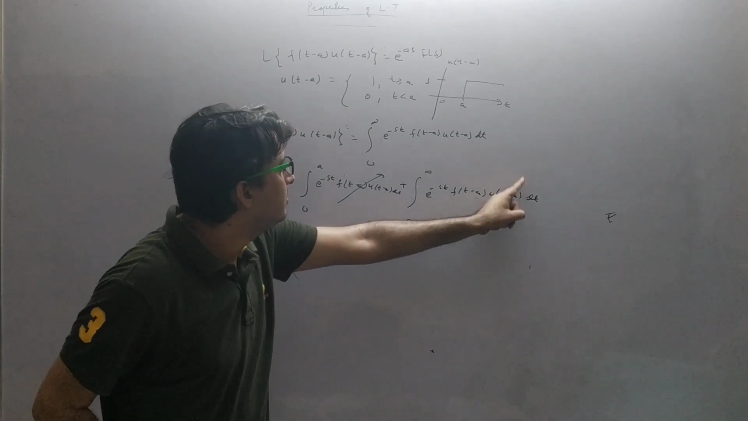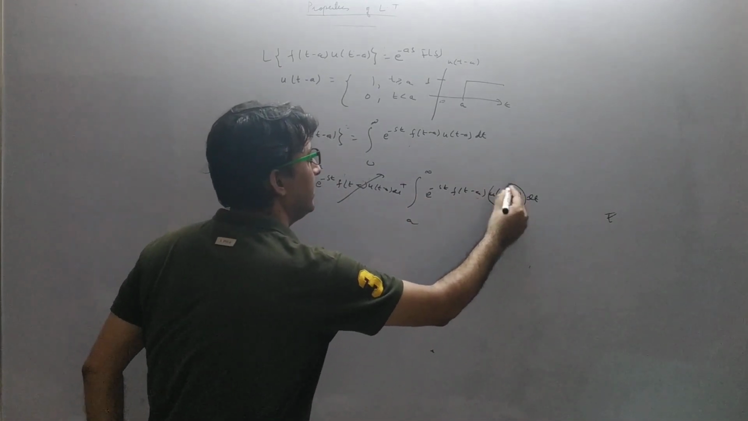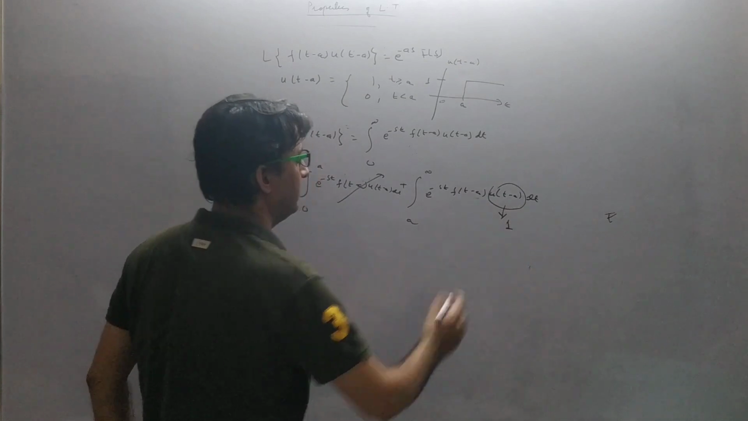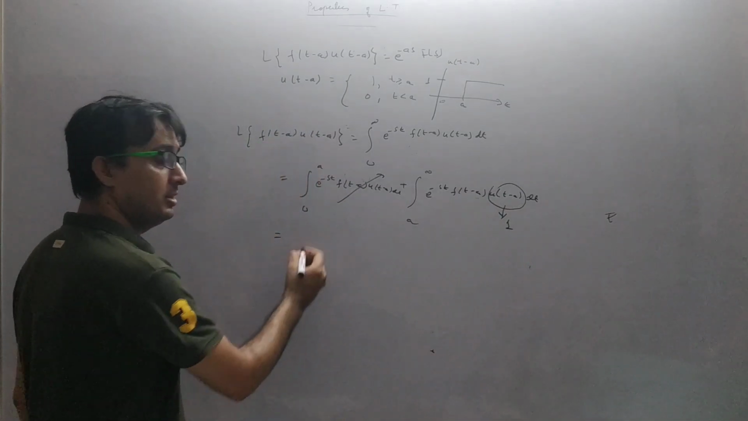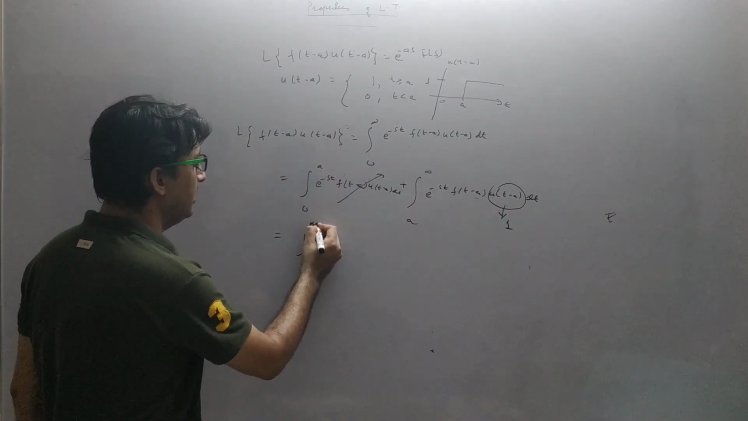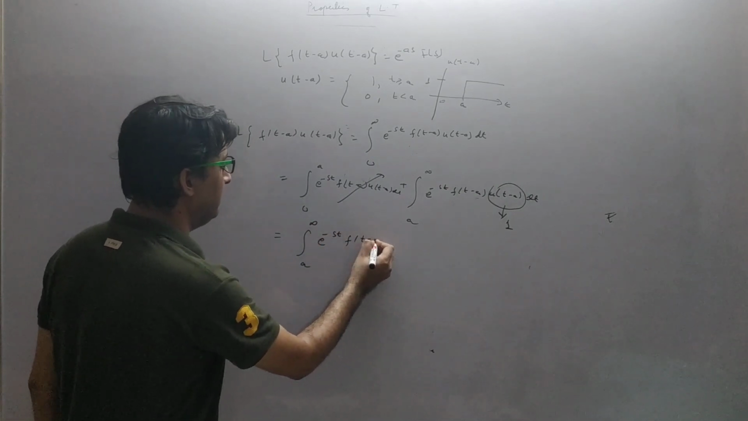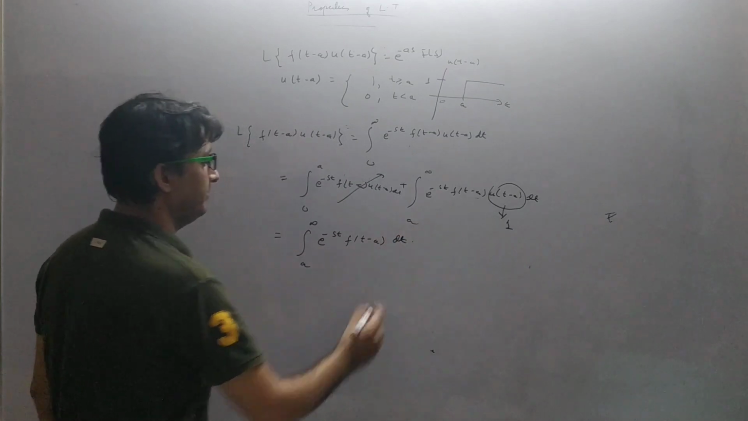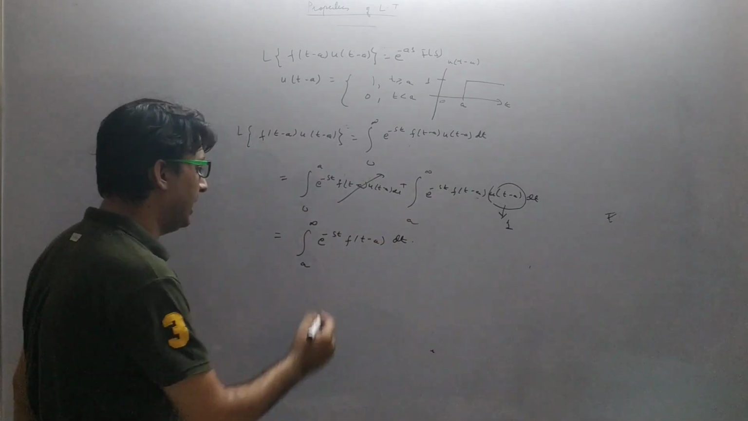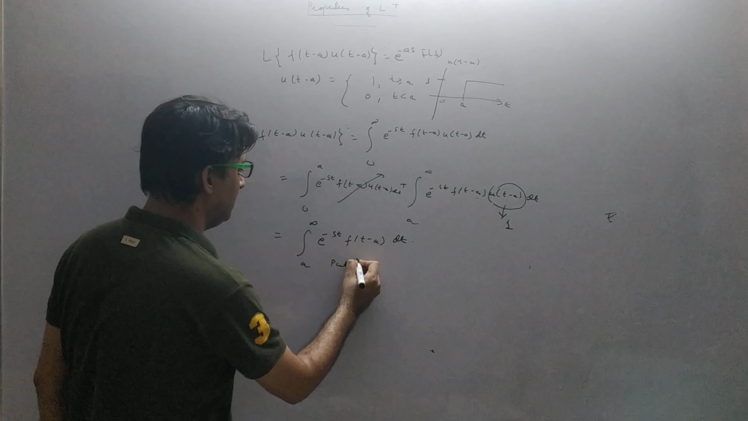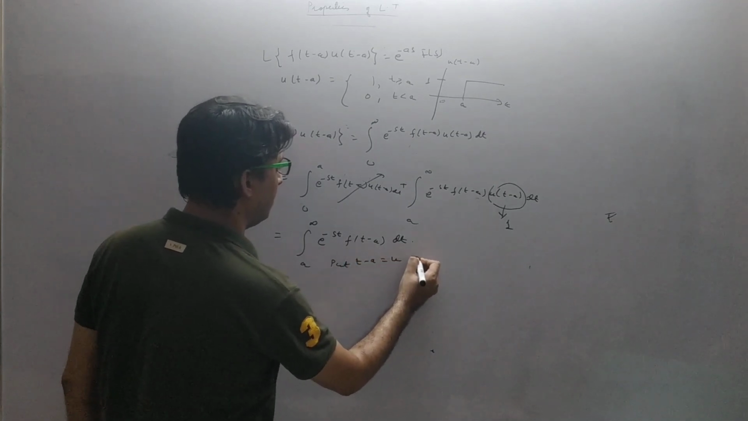So this value becomes what? 1. So finally what becomes the integral? Integral becomes a to infinity e to the power minus st f of t minus a dt, because this is 1. Now if we put t minus a is equal to u, what we get?